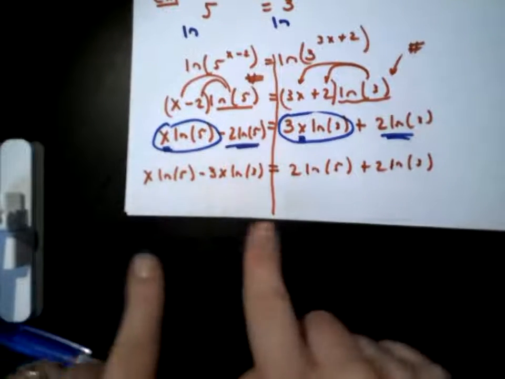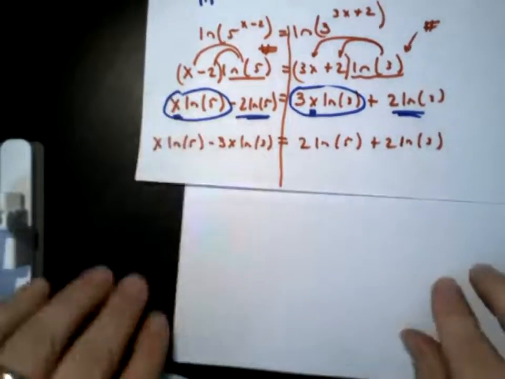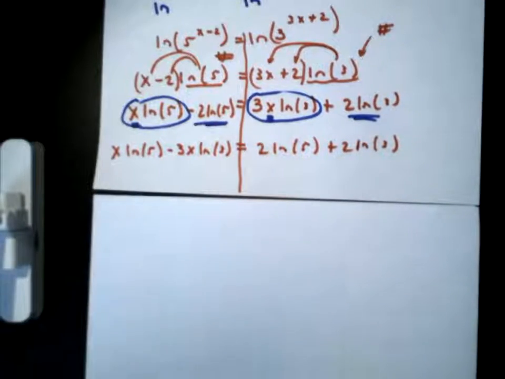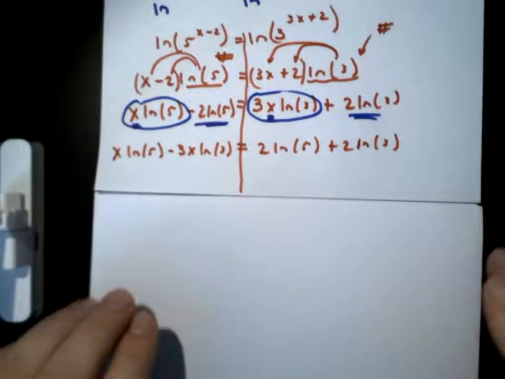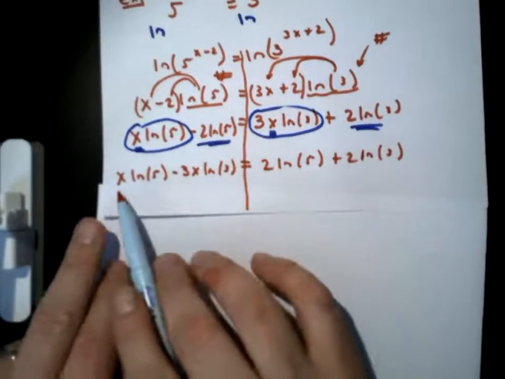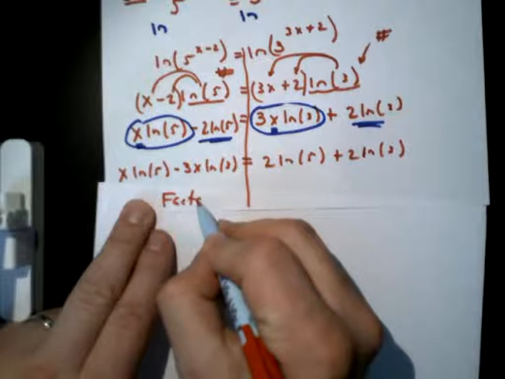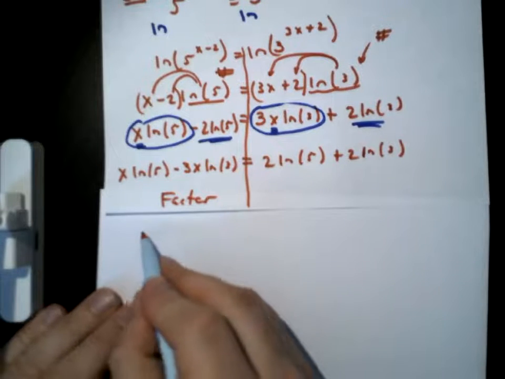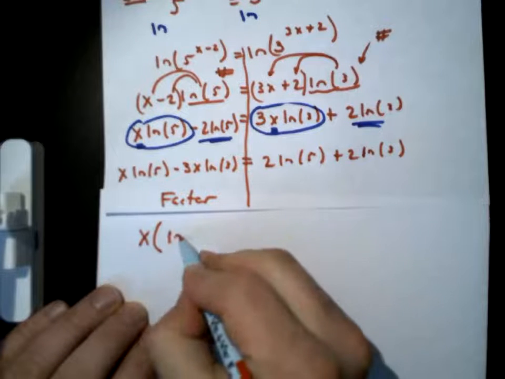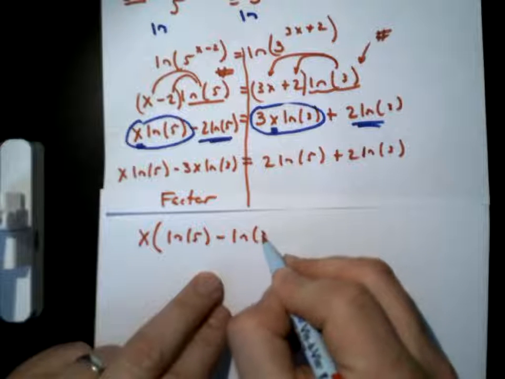Well, look what we have here. X's are on this side, numbers are on this side. Can we actually keep going? Yes, we can. So we kind of made it almost worse, right? But it's not actually. It's going to work. All right. We are going to solve for x. So why don't we factor? Let's factor an x out. What's left over? Ln of 5 minus ln of 3.